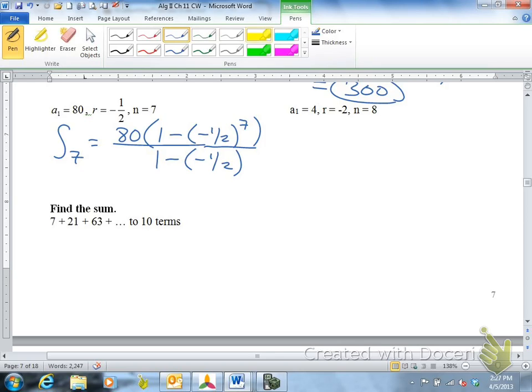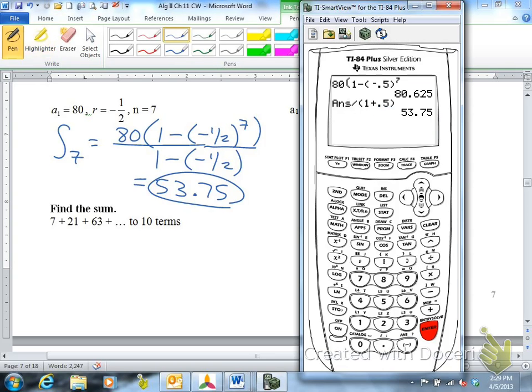Be careful about distributing. I would recommend not distributing the negative because of the exponent. If the exponent's odd or even, you could get a different sign if you try to distribute the negative. So be careful about that. So the answer is 53.75. Do the numerator, and you get 80 times that, and then divide by 1.5.